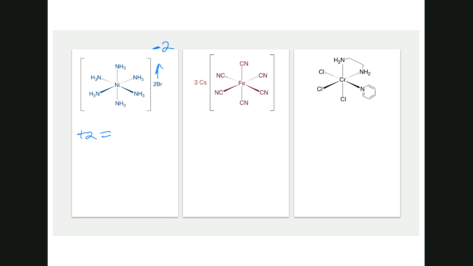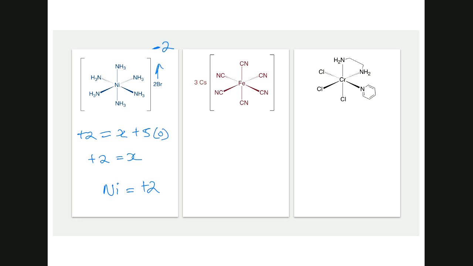Oxidation state of nickel: ammonia is neutral, which means it doesn't have a charge. So therefore, we have 5 of those, so it's going to be 5 times 0. Therefore, +2 is equal to X. So nickel has a charge of +2 in this molecule.